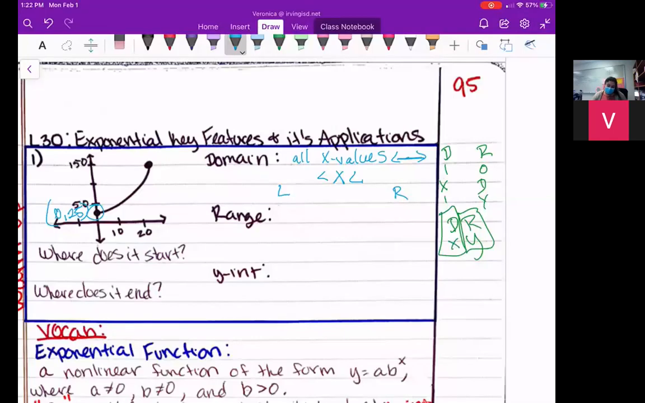Okay. So where does it start? It starts at 0.25 and it ends at 2150. Okay. So we can kind of see that, right? You read a graph the way you read a book, so from left to right. So on the left side, where would we put that L at? Well, on the left, and then the R goes on the right.